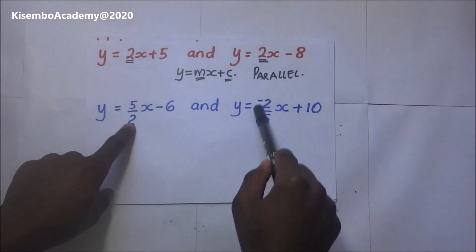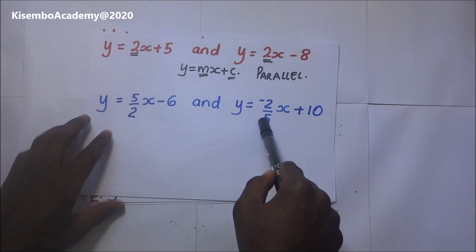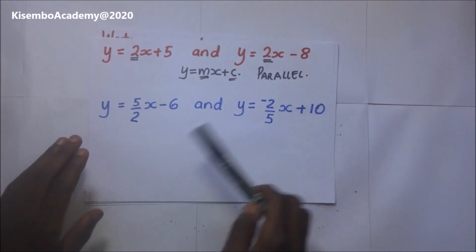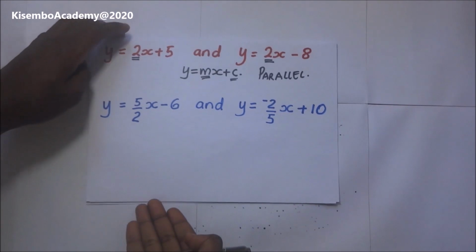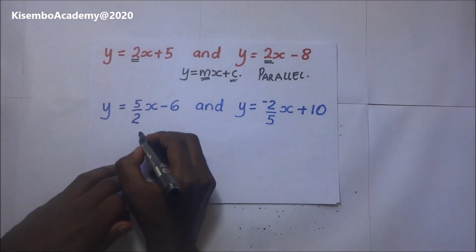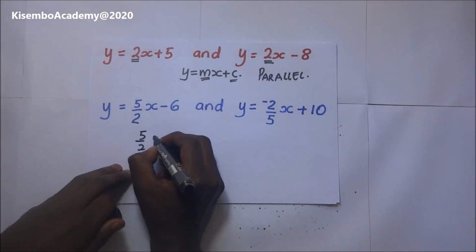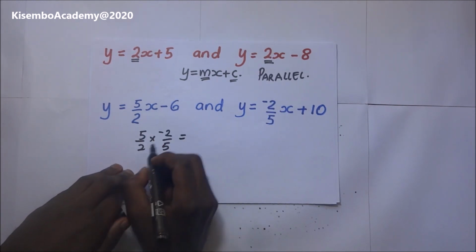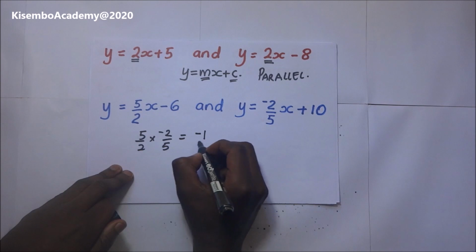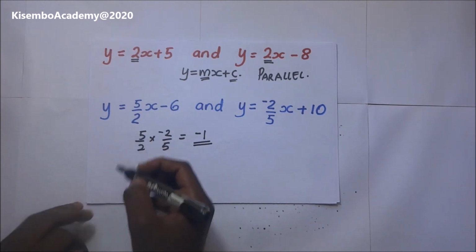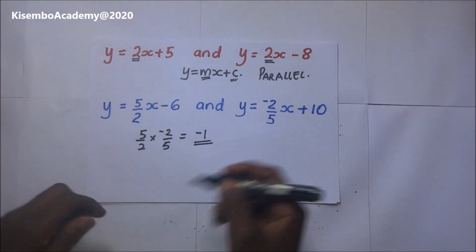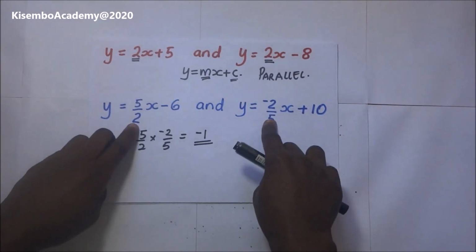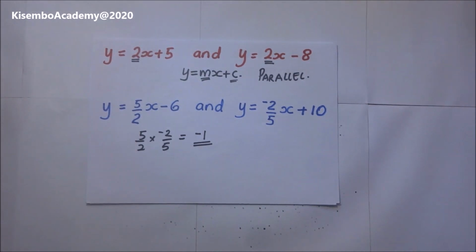Now when you look at these other lines, if you get the value of m here and the value of m here and you multiply them, you're going to get -1. For example, the value of m here is 5/2. If I multiply 5/2 by -2/5, the answer I will get is -1. So with perpendicular lines, when you multiply their gradients, you're always going to get -1.